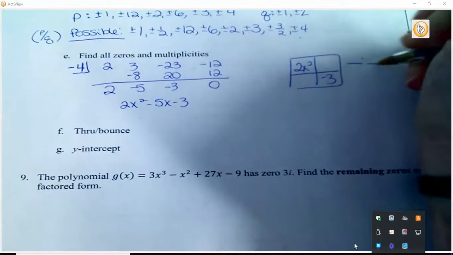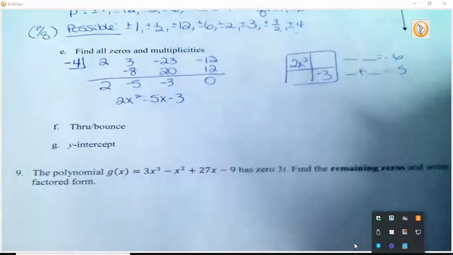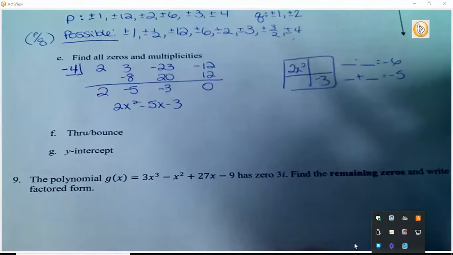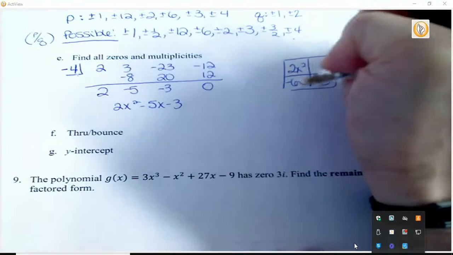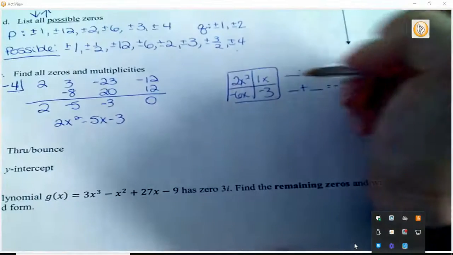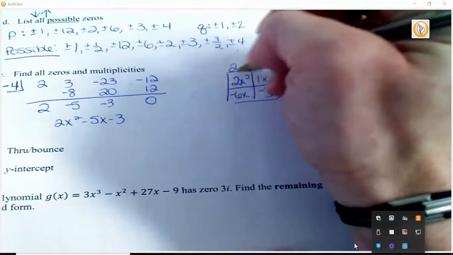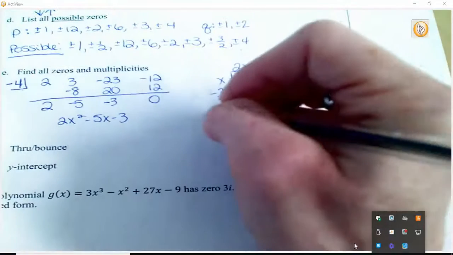Okay, so these multiply to -6 and they need to add to -5. So that would be -6x and +1x. So factor, we can take out 2x and 1, x minus 3.